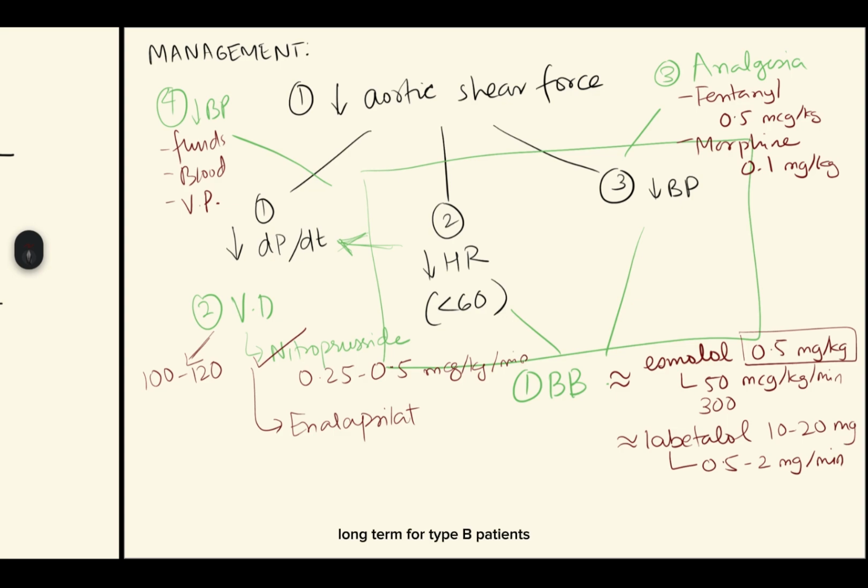Long term, for type B patients, they need long term surveillance with very strict BP control. So for these patients, if they ever come to the ED for any repeated visit, the threshold for any kind of definitive imaging should be very low, because the dissection can recur, it can expand or develop new complications.